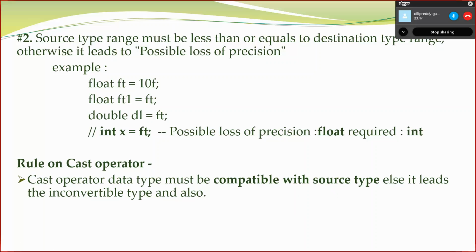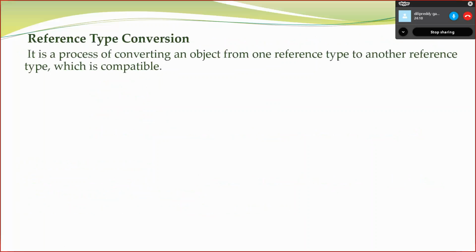So we talked about primitive type conversion, correct? Now we are talking about reference type. I told you reference means we have objects, correct? So converting one object to another reference type of object is called reference type conversion. So it should be compatible. It is all the same as what we discussed in primitive types, but there is some different concept.